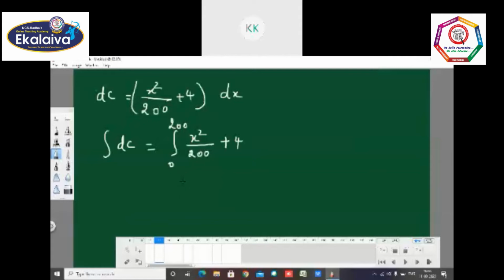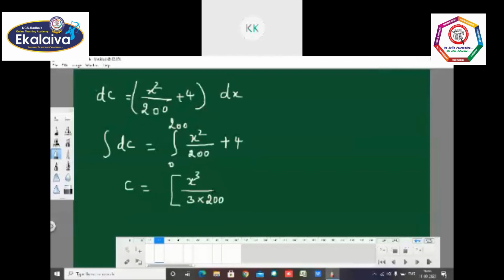If the limit is given, you don't put plus C. If the limit is not given, you have to mention plus K or plus C, because it is not an accurate value, it is an approximate value. But when the limit is given, the value should be within that limit.